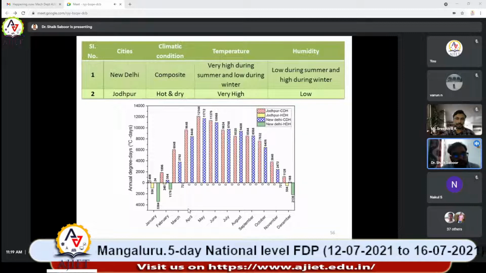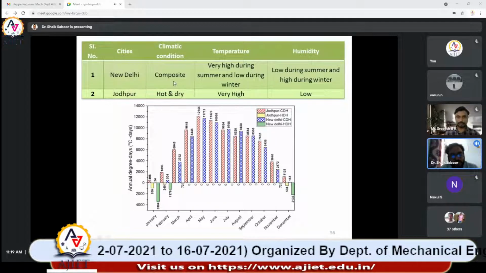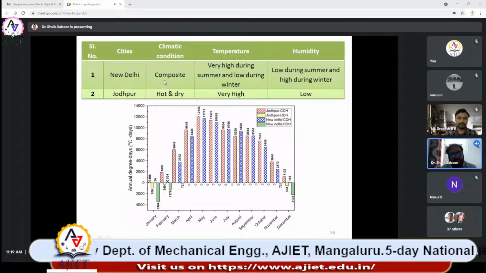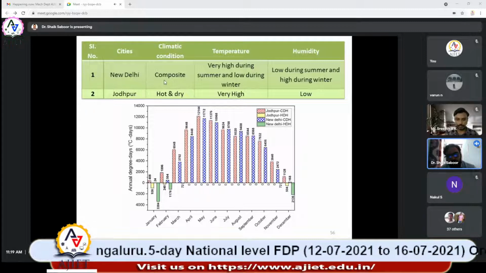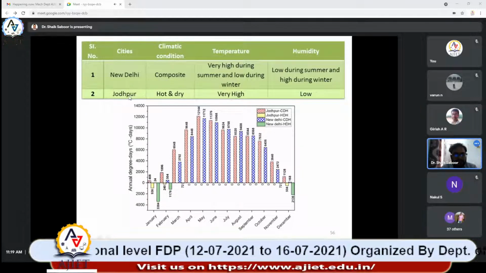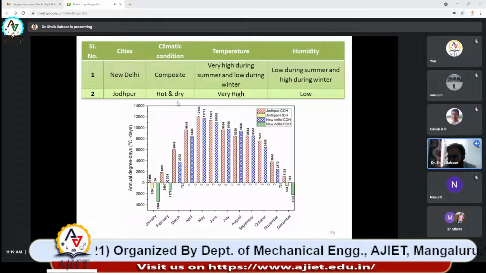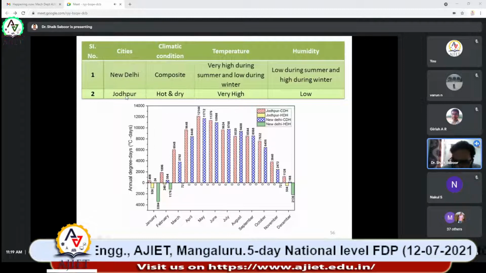So we did this for two climatic conditions here. You can take the example of New Delhi and Jodhpur. Both are two different climatic conditions. In New Delhi, there is extreme cold during winter and extreme heat during summer. Jodhpur is completely hot and dry, where you find no heating requirement. There won't be any heating requirement in the Jodhpur climatic conditions.